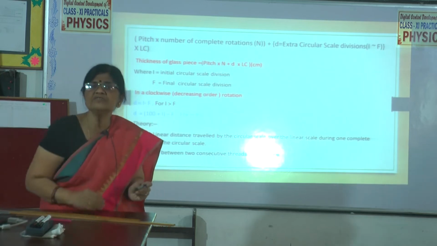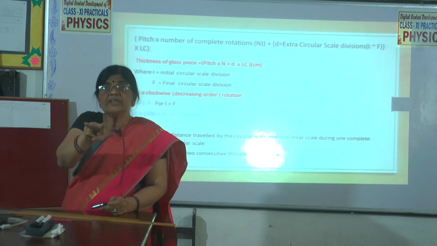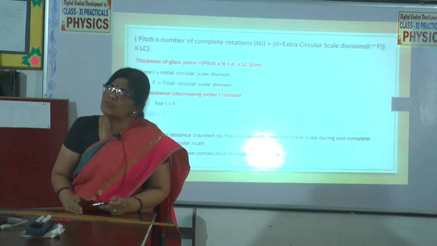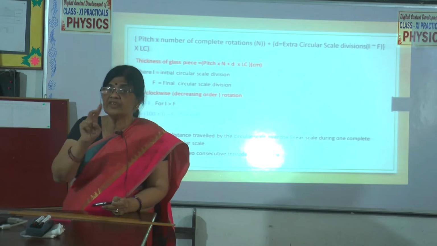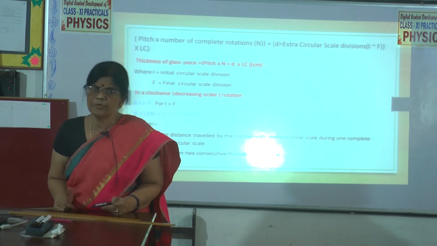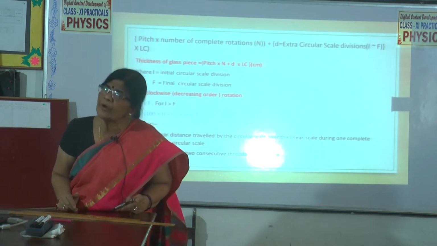So that means how many divisions has it covered? First you look into the linear scale. The linear scale has only 10 divisions. 10 divisions is equal to 1 cm. So if it is 10 divisions, then each division of the linear scale is how much? 0.1. 10 divisions is 1 cm, so 1 division of the linear scale is 0.1 cm.